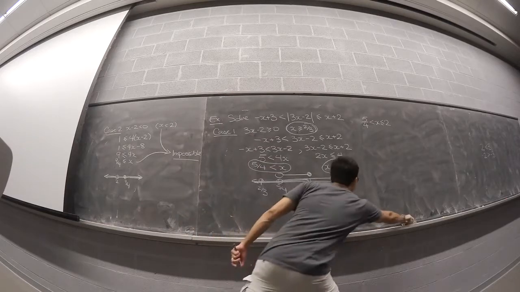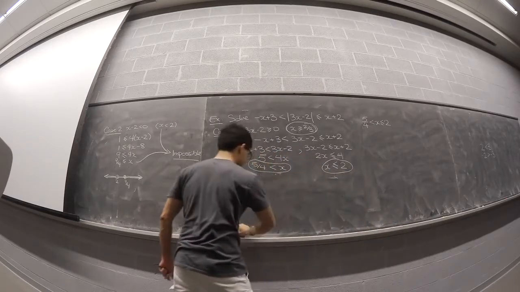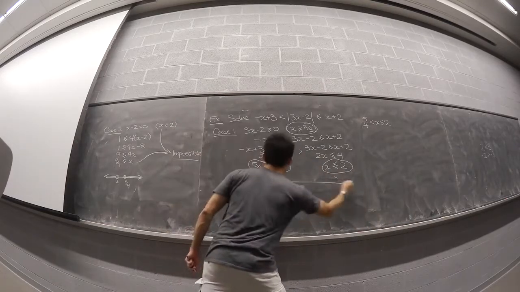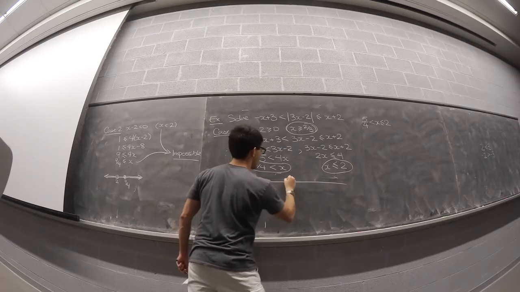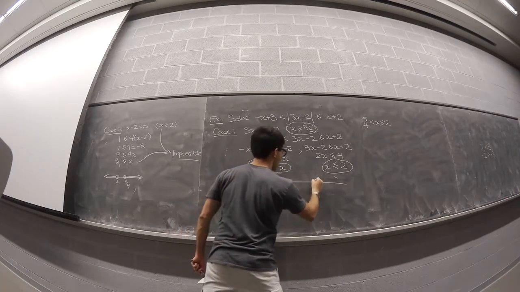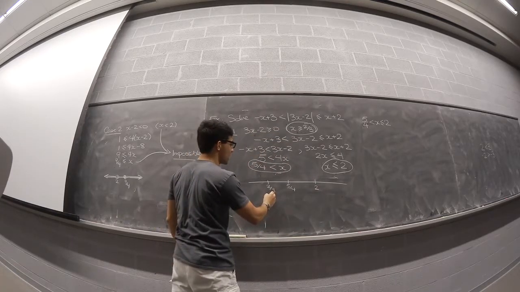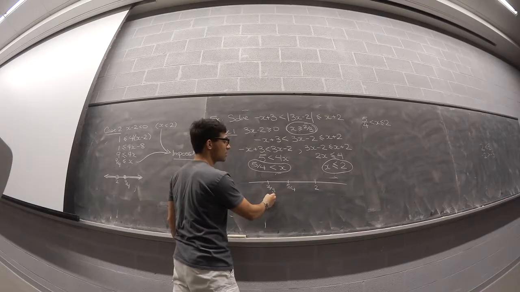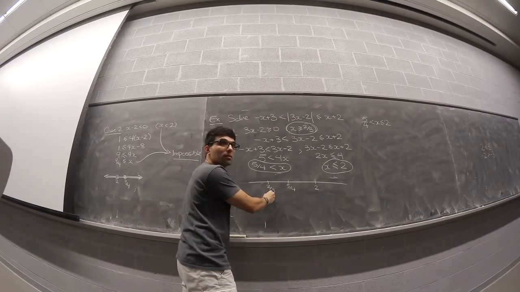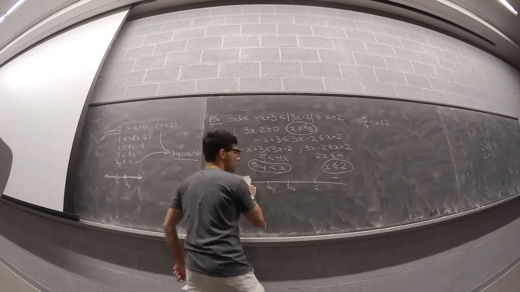This is ridiculous. Let's do this again. 2/3 is over here. 5/4 is over here somewhere. 2 is over here somewhere. X greater than or equal to 2/3. You can't see, can you? Can you see? Yes. Who can't see? Okay. 1 is good enough.